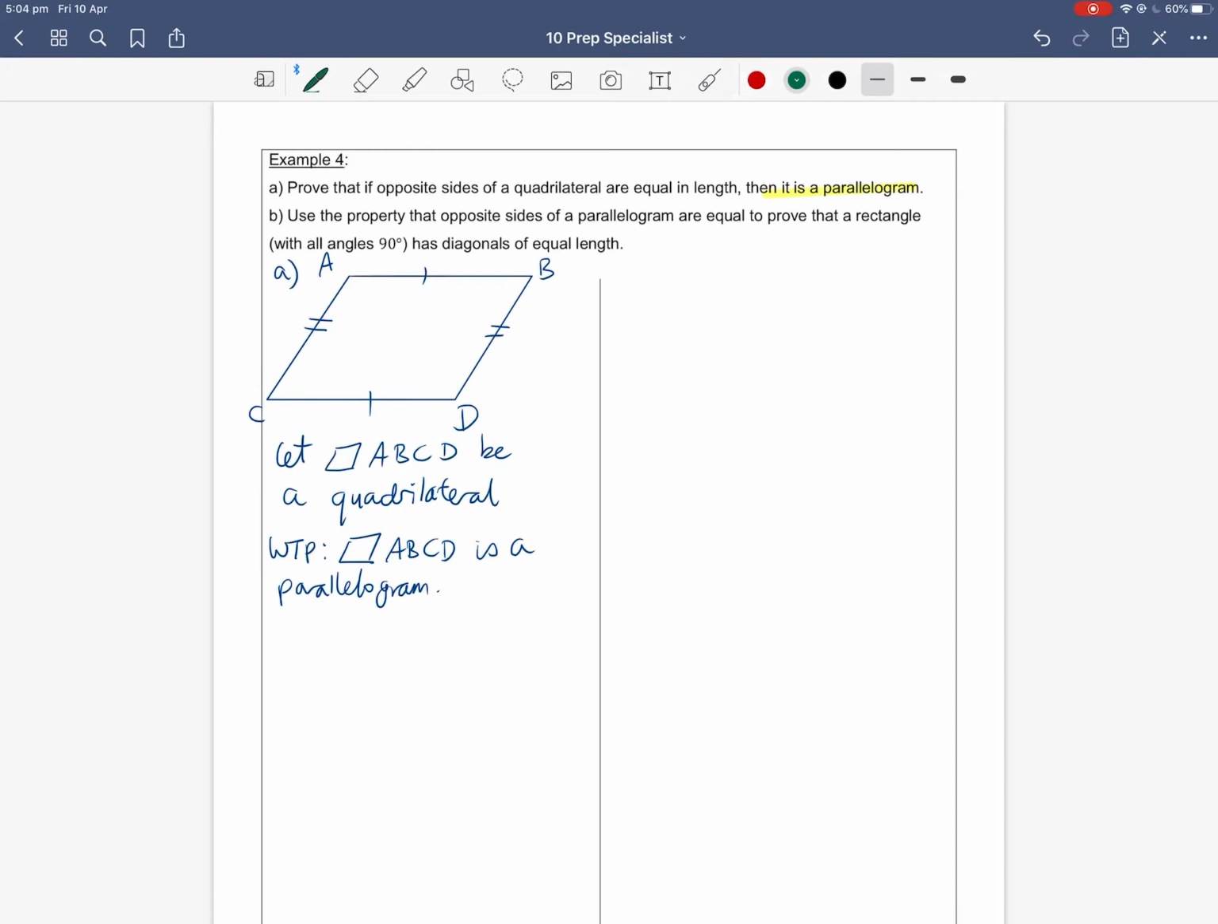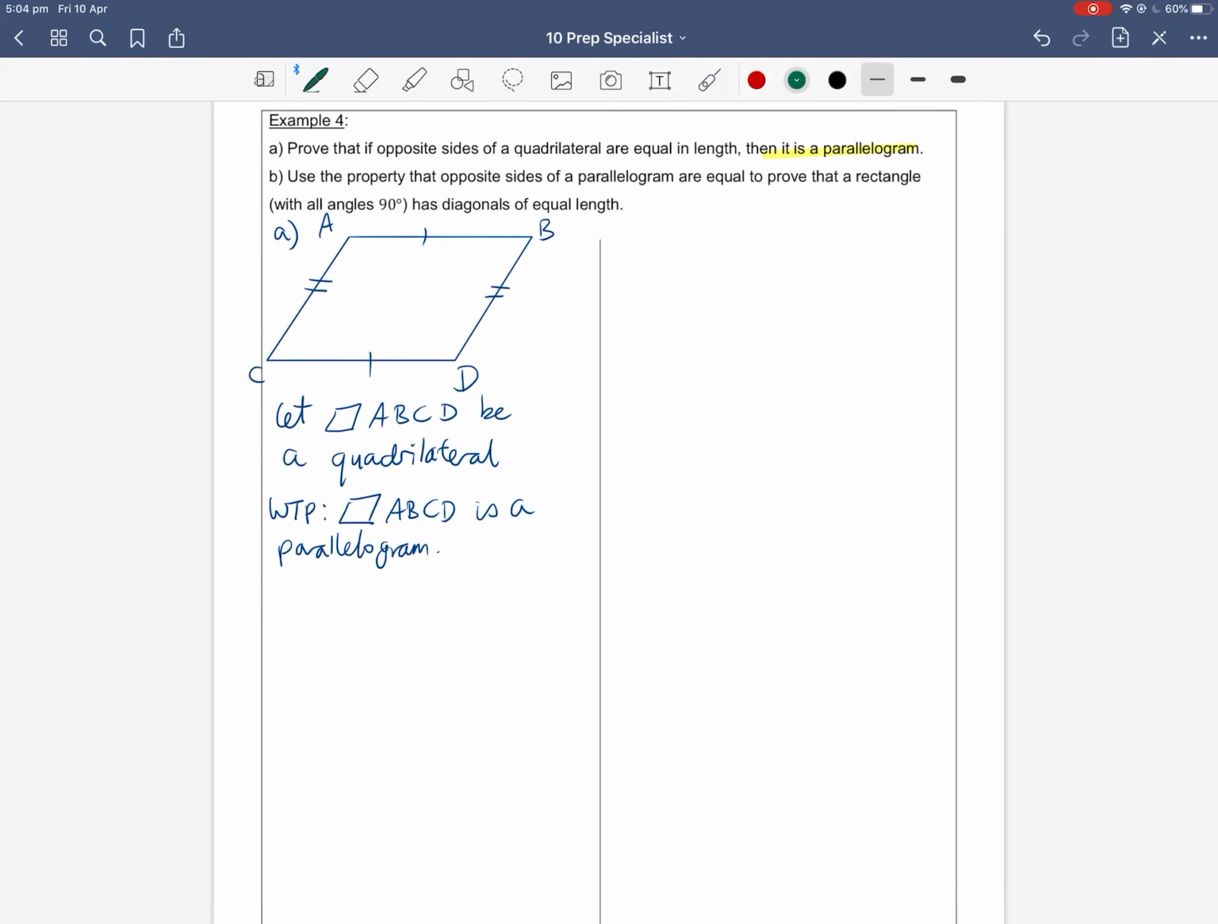What are the characteristics of a parallelogram? Well, the characteristics of a parallelogram is that opposite sides are parallel. So we're thinking right now that we want to prove that AB is parallel to CD, and that AC is parallel to BD, because if opposite sides are parallel, then we've got a parallelogram.